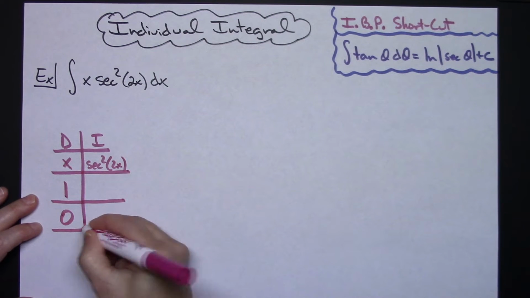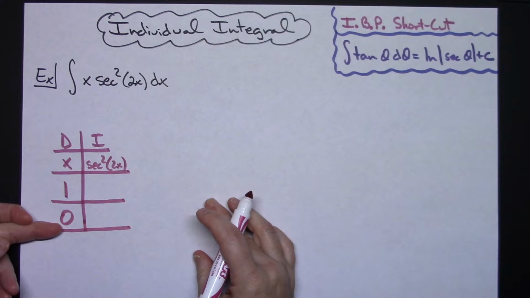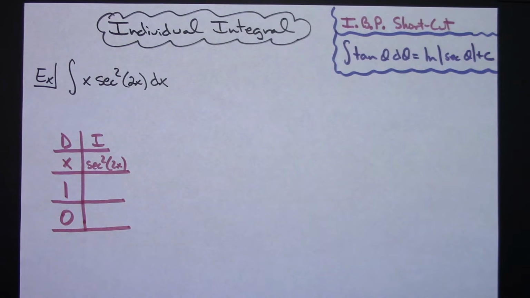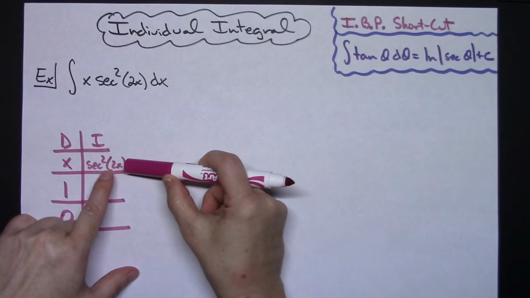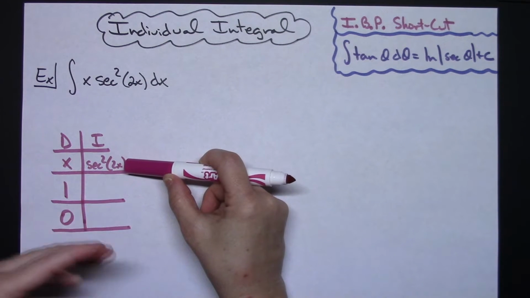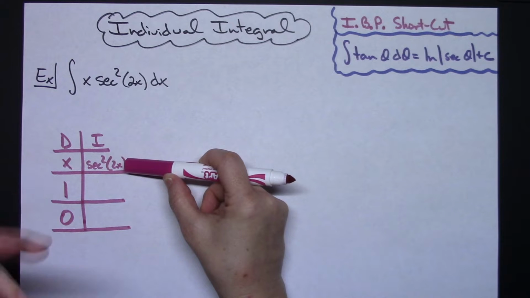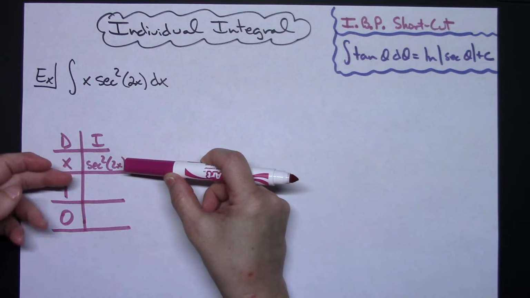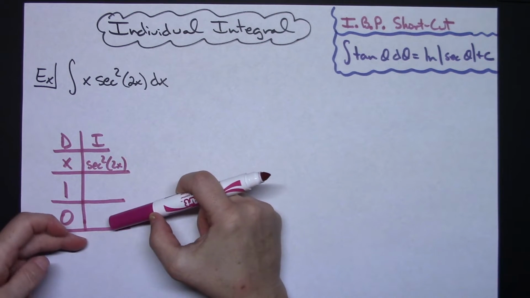Now, because I was able to take that derivative column all the way down to 0, I know that this one is going to work out really nicely as far as the shortcut for integration by parts goes. My main thing here is that you've got to be able to integrate the secant squared of 2x. Hopefully, if you're doing the shortcut, you've been doing integrals enough that you can just do this in your head.